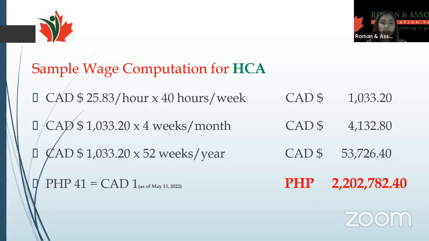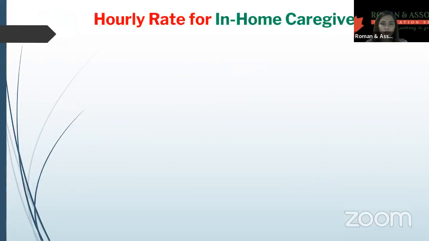But in Canada, with just working 1 year of your life, you will have the opportunity to earn as high as 2,202,782.40. That's how good the opportunity is for a healthcare assistant in Canada. How about if we also consider the hourly rate for an in-home caregiver? This is another way of getting into Canada and working as a caregiver for a private household in Canada.